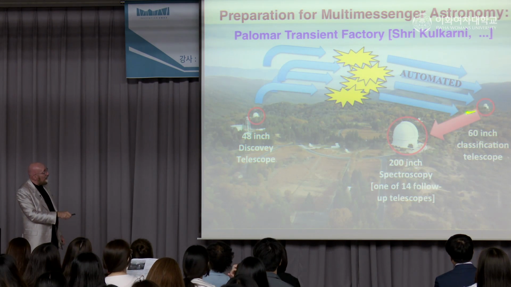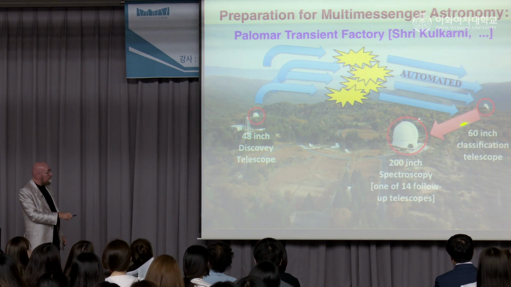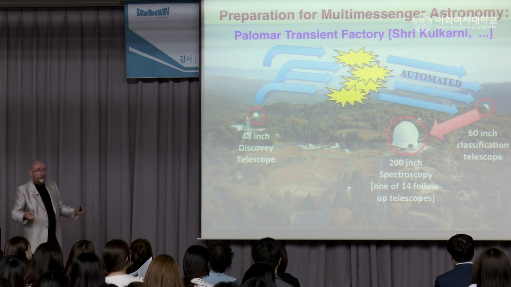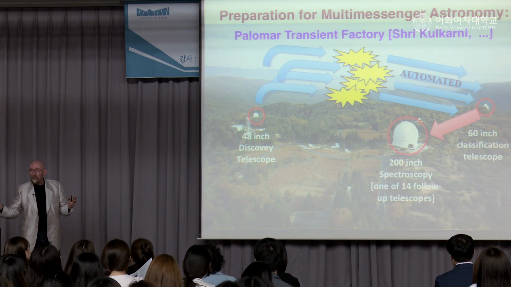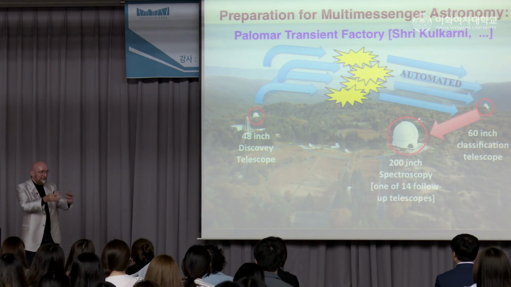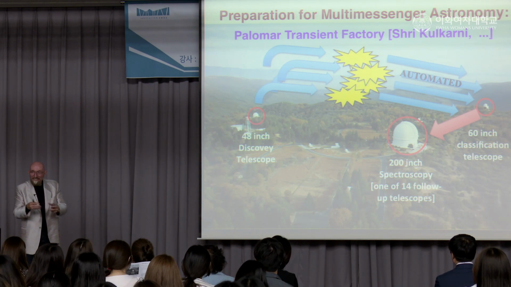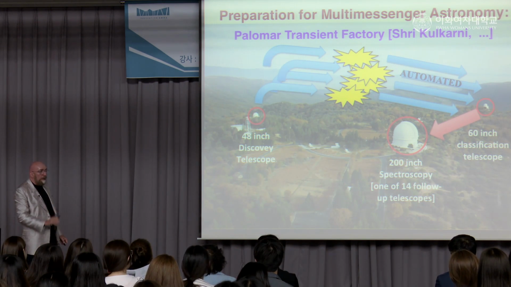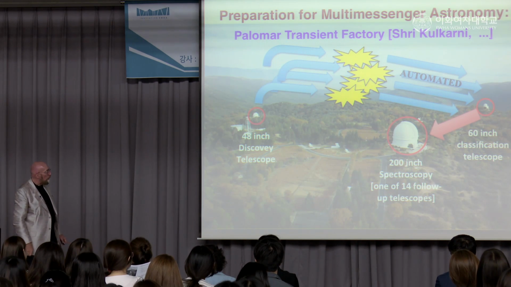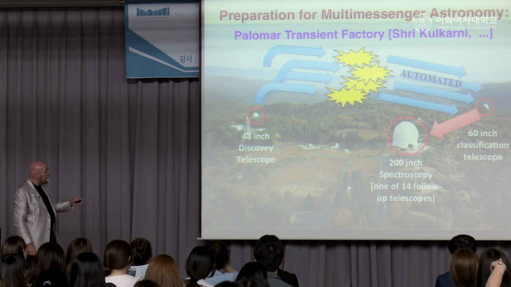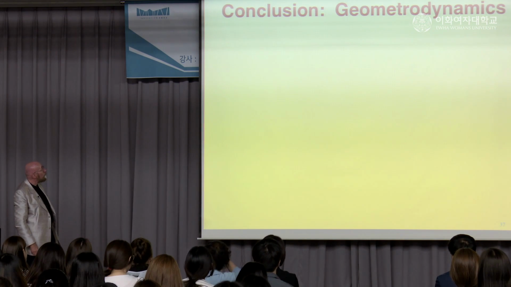And that information, if it's really interesting, is sent automatically to the 200-inch telescope, but also to all the other big telescopes around the world where human beings go in and they look to see what this is, a human observer for the first time. And so this is the foundation then for doing the electromagnetic part of multi-messenger astronomy.